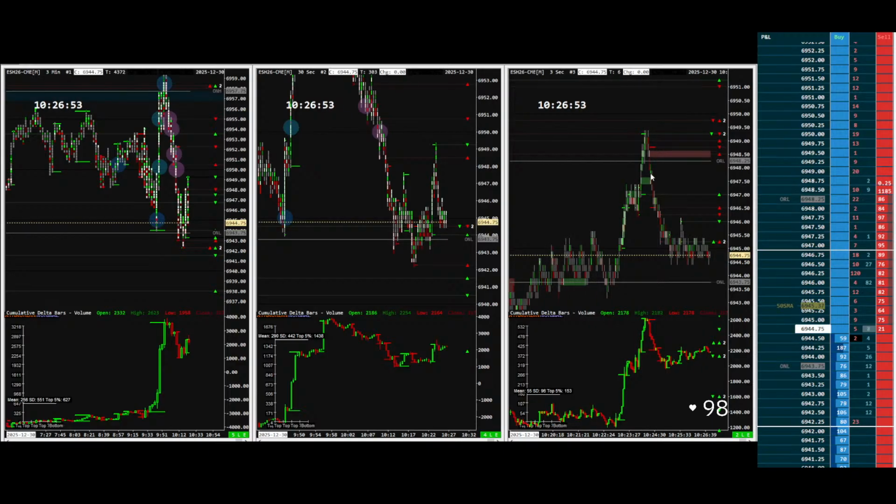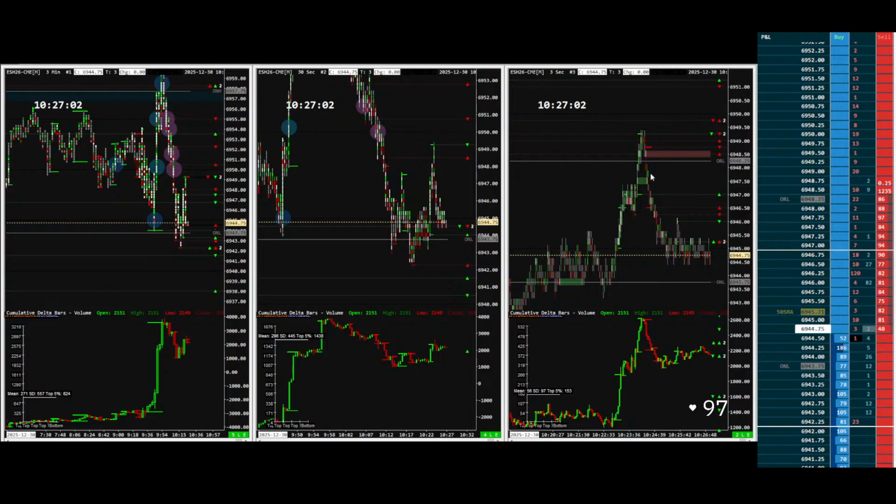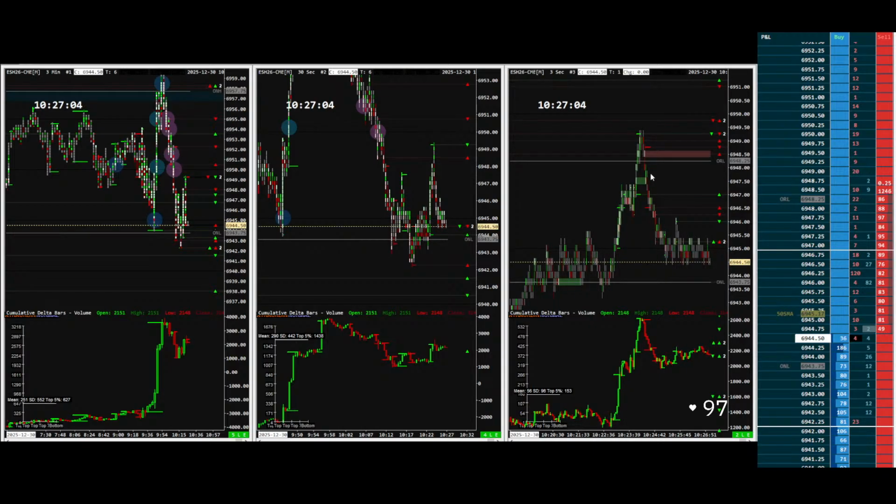Oftentimes, abusive stuff like this can lead to really good trades. All that failure and churning. Yeah, it's almost like it's cooking. It's cooking something, you know. Yep.